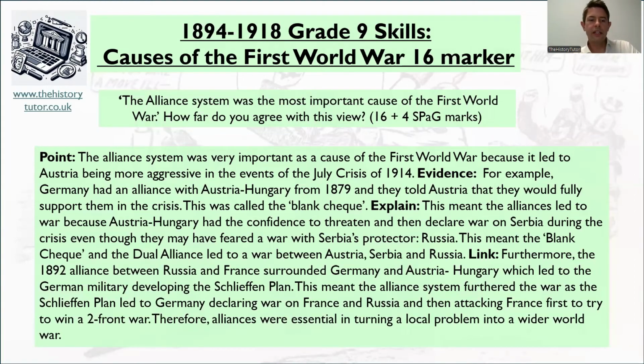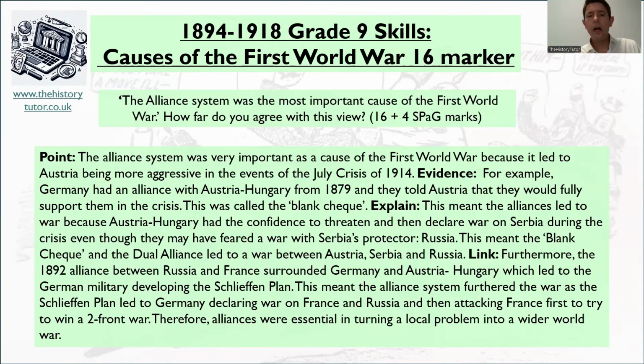So, furthermore, the 1892 alliance between Russia and France surrounded Germany and Austria-Hungary, which led to the German military developing the Schlieffen Plan. This meant the alliance system furthered the war, as the Schlieffen Plan led to Germany declaring war on France and Russia and then attacking France first to try to win a two-front war. Therefore, alliances were essential in turning a local problem into a world war. Okay, so that gives you a sense of the importance of the alliance system.